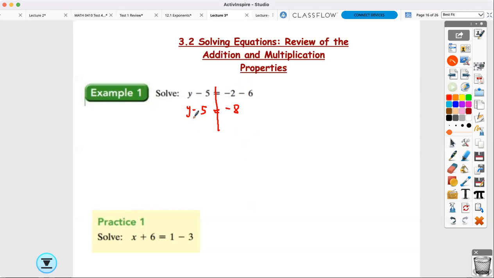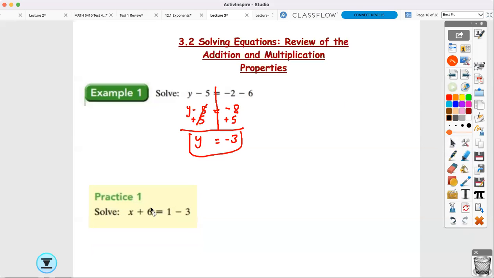The opposite of -5 is +5. What we do to one side, we do to the other. That cancels out. We bring down the y. -8 plus 5 is -3, and we are done. Any questions on what we did in example 1, class? Any questions at all?